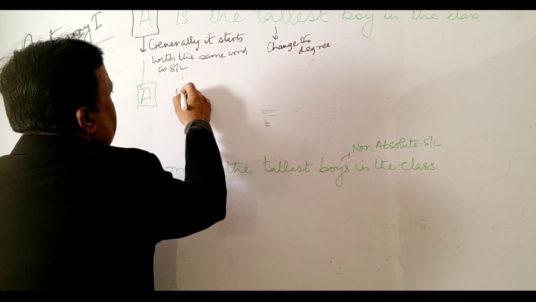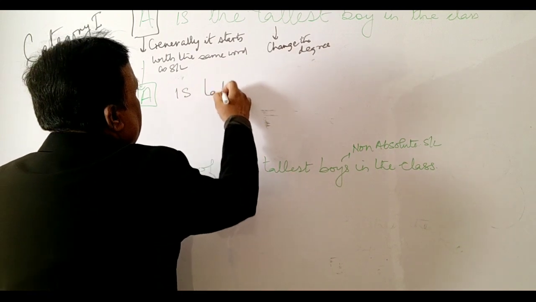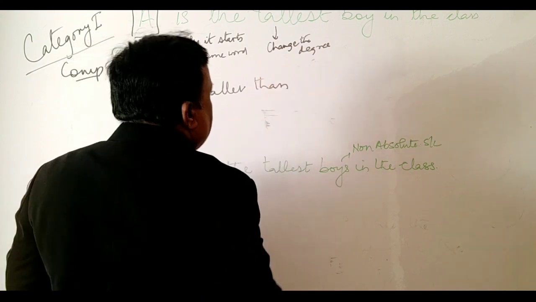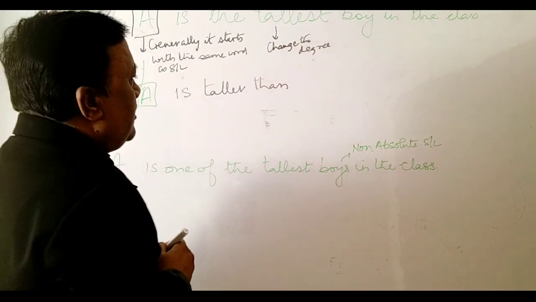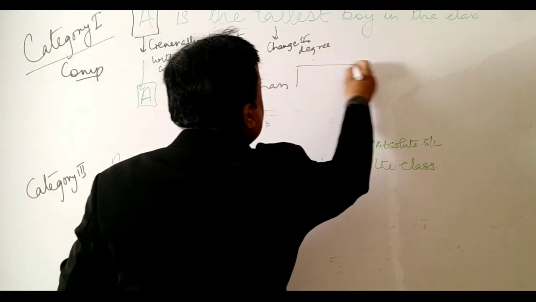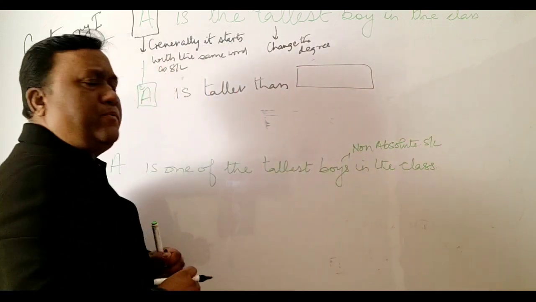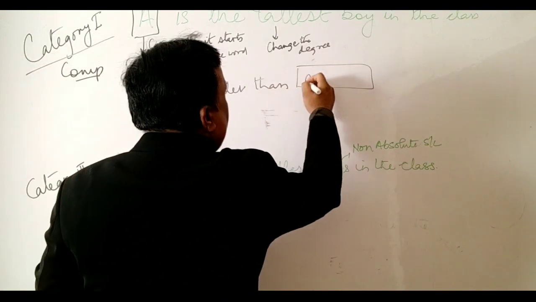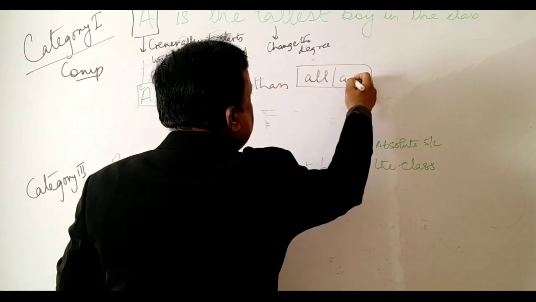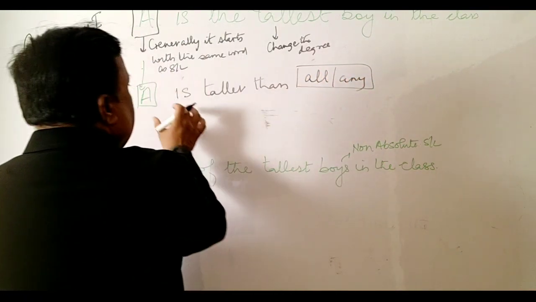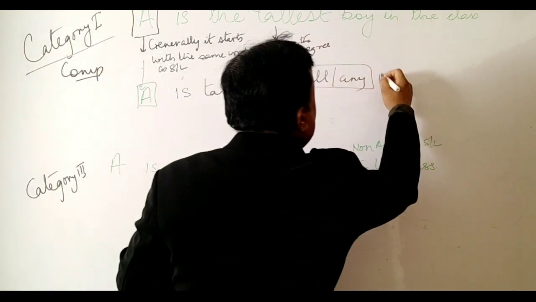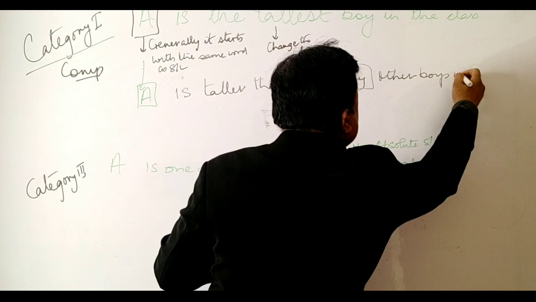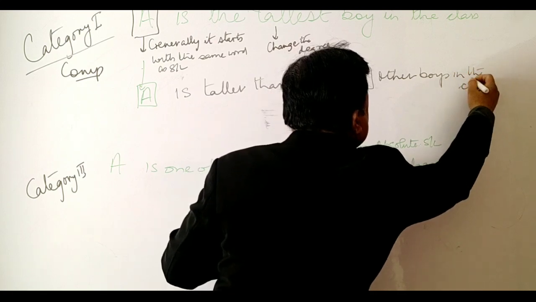So, this becomes A is taller than. Then I put a small box here just to make you understand that you have to put 2 words from outside. It can be all or any. So we can say A is taller than all other boys in the class.